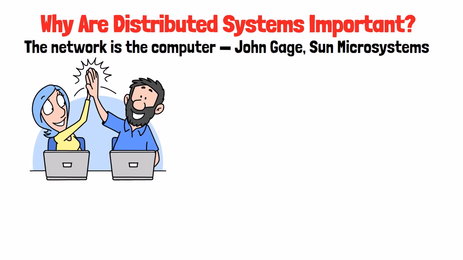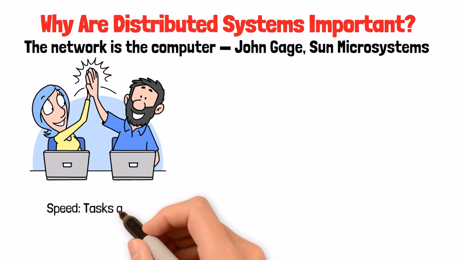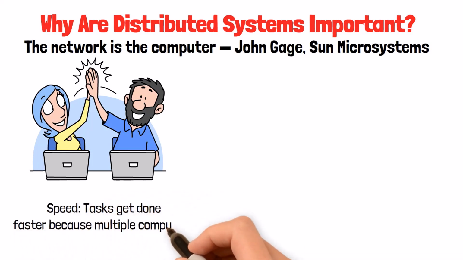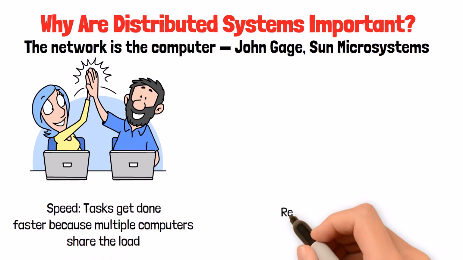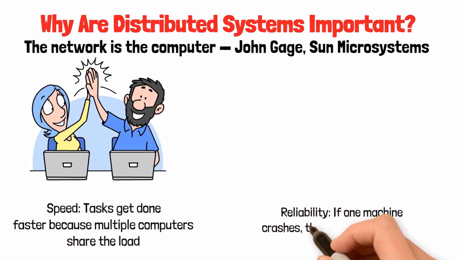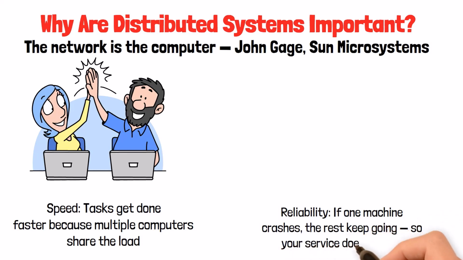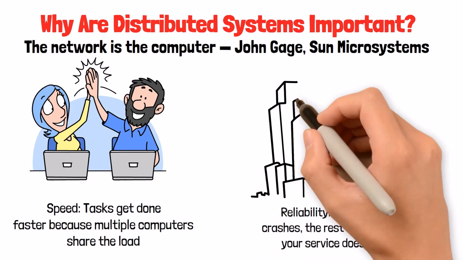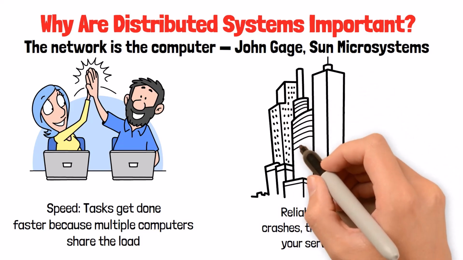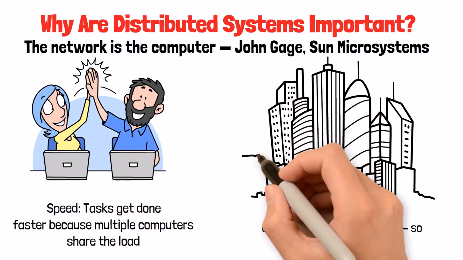Here's why distributed systems matter. Speed. Tasks get done faster because multiple computers share the load. Reliability. If one machine crashes, the rest keep going. So your service doesn't stop. Scalability. Big companies can grow without needing just one supercomputer. They can add more normal ones.